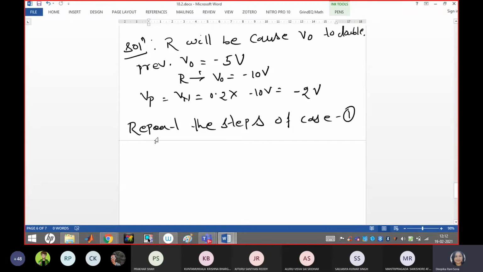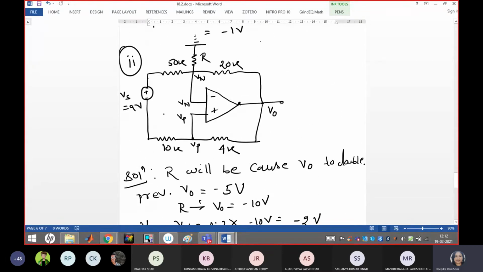So here how much do we write? As per the new figure, I'll just show you the figure. What is the new value of Vn? If I repeat that, Vs minus Vn by 50k is equal to Vn minus V0 by 20k. Like that we have to proceed, no? But here we have an additional R term also. That Vn by R is the only unknown factor. If you solve this one equation, you will get the answer from it.